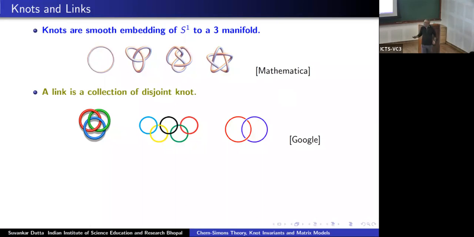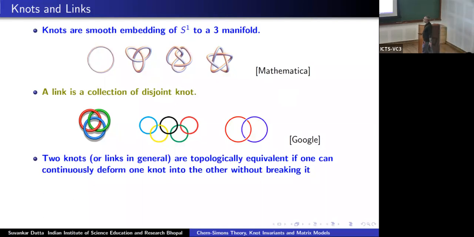Links are collections of disjoint knots. This is called Hopf link. This red one is an unknot, the blue one is an unknot, and they are linked together. And in this talk, we will mainly talk about this Hopf link. So these are the definitions of knots and links.